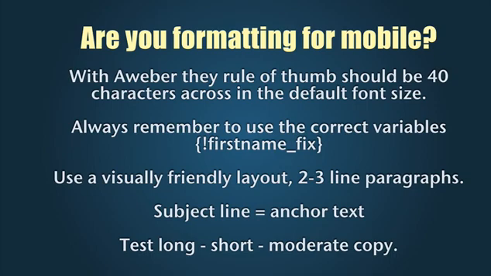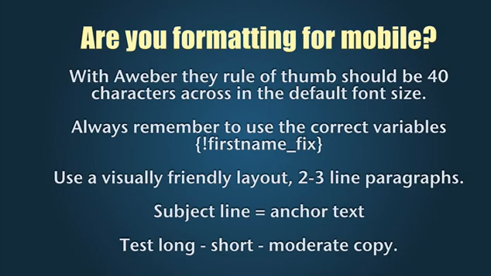Always remember to use the correct variables. Now, depending on what autoresponder you're using, these variables will differ, right? Now, a variable is a little bit of code typically contained in the little squiggly brackets that you see there. And that code, or what we call a short code, when you paste that into the email copy, the autoresponder dynamically replaces that code with the text on file that represents that variable. Meaning, if I insert the first name fix variable, it's going to take the first name of that subscriber that's receiving that email and drop it into that spot.